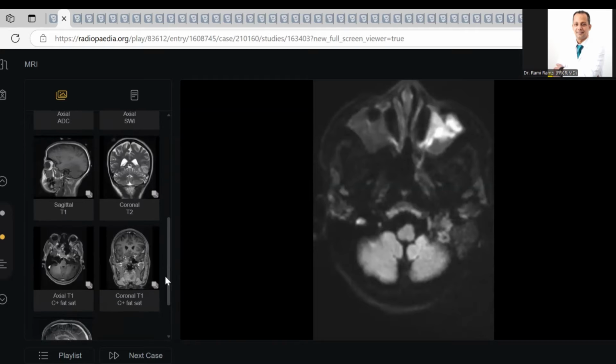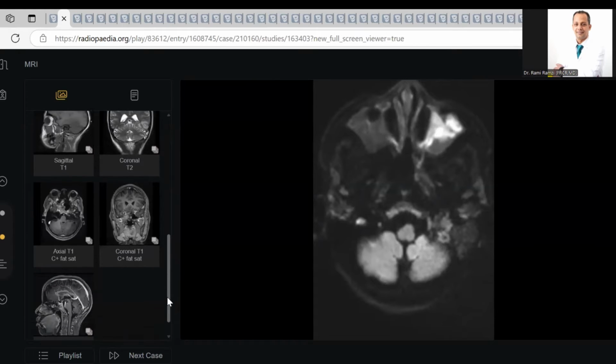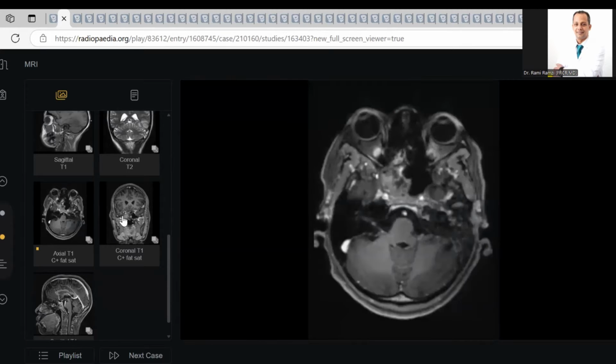Do you want to check something else in this post-contrast? I would like to see the post-contrast images. This is a post-contrast.